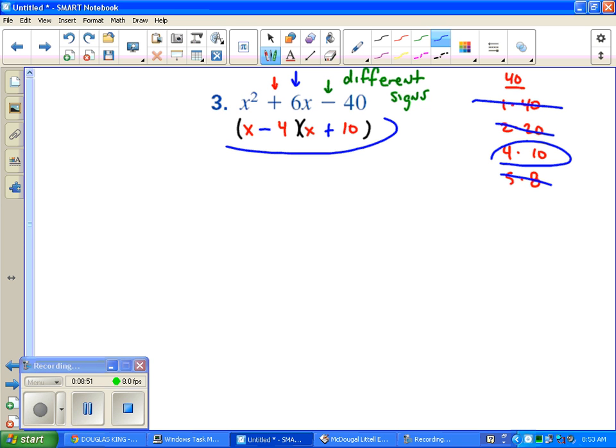If you need to FOIL it back out to check, x times x is x squared. X times 10 is 10x. X times negative 4 is minus 4x. And negative 4 times 10 is minus 40. X squared plus 6x minus 40. Notice it gets us back to the same trinomial. You can always FOIL it back out to check.